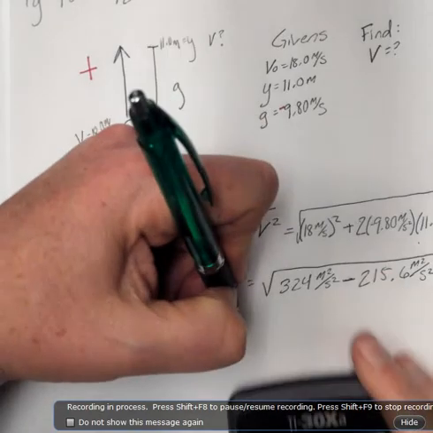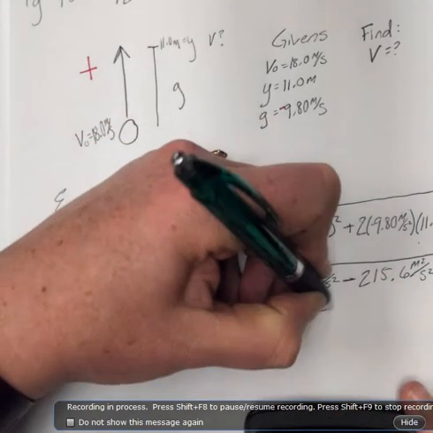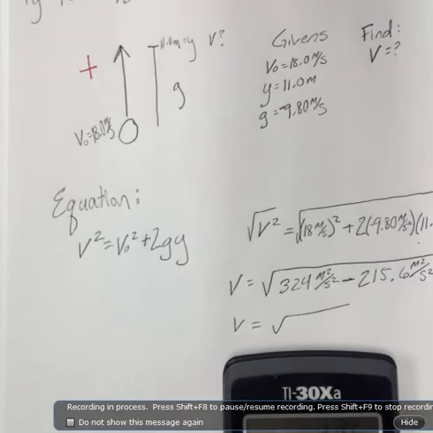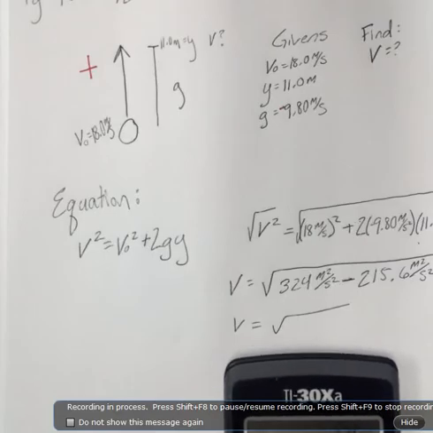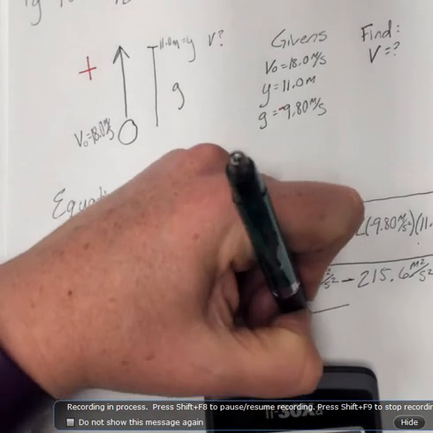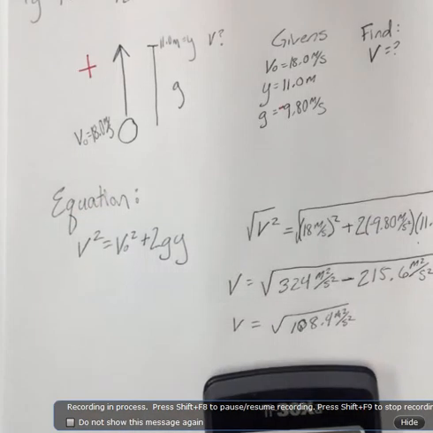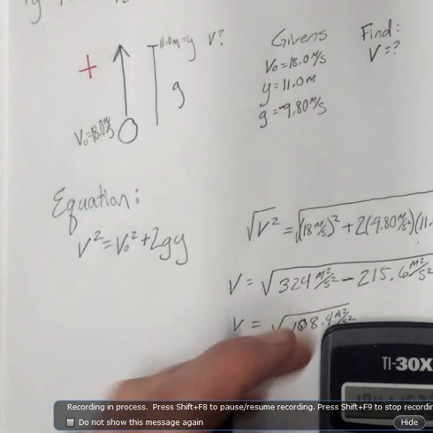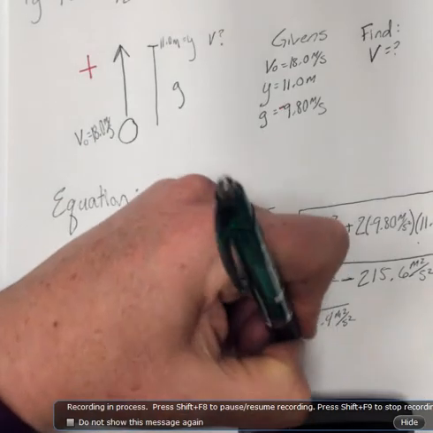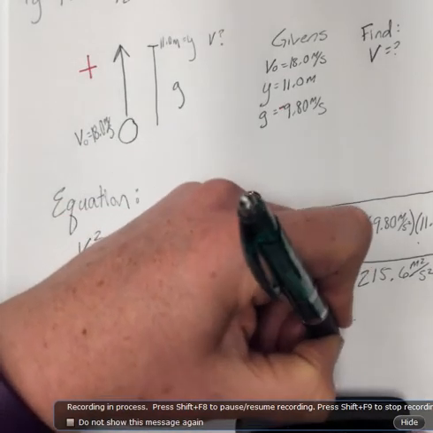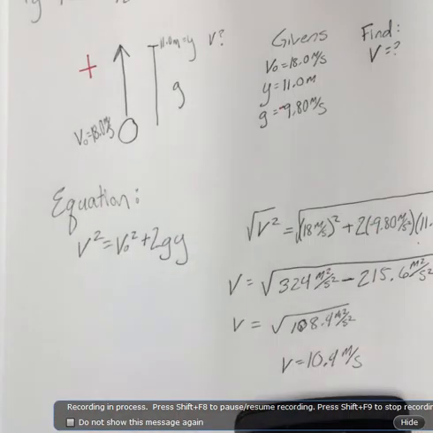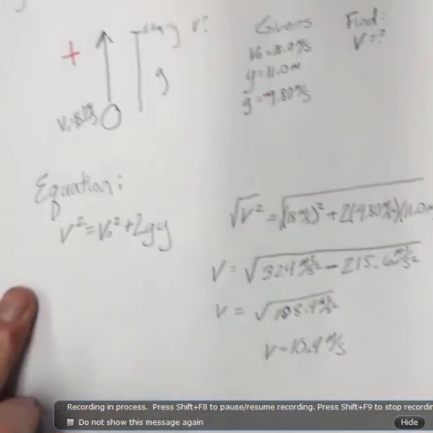So that means that velocity is going to equal the square root of 324 minus 215.6, or 108.4 meters squared per second squared. We take the square root of that, and we end up with a velocity of 10.4 meters per second. Now, here's something that I want to stop and talk about directionally.